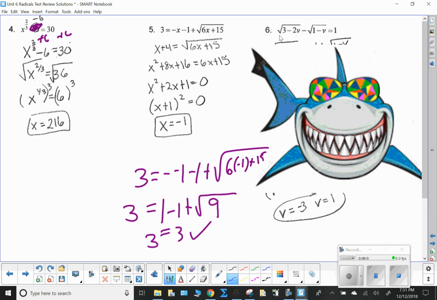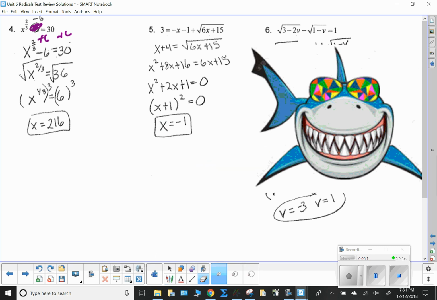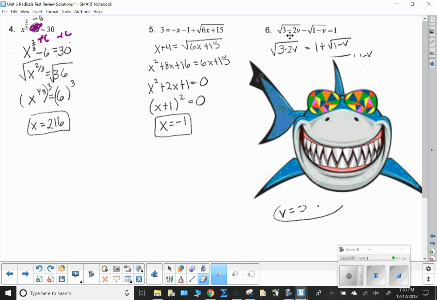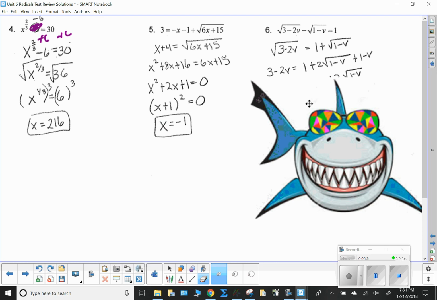This becomes a little more difficult here. Because when I have a radical and another radical like this, I'm going to have to square it twice. So, first things first, I isolate one of the radicals. Get one of them by themselves. Then when I square it, this one comes out from underneath.